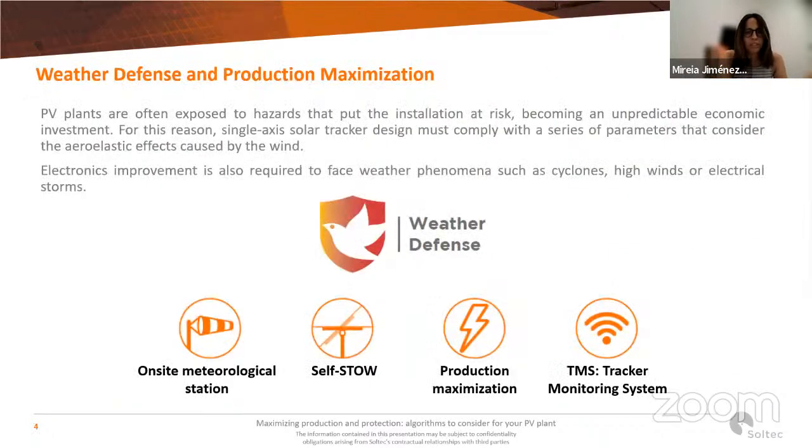While the production of the solar tracker is maximized, it is important also to ensure that the tracker remains in a good condition during the working years. For this reason, proper design is a key factor, but also the algorithms used during the operation of the PV plant.